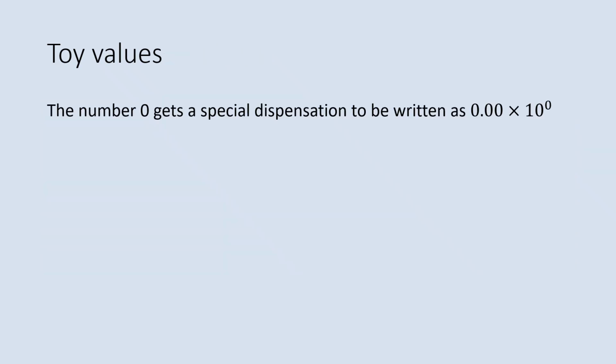So what usually happens then is we give a special dispensation. We say, okay, if you're talking about 0, you can write that as 0.00 times 10 to the 0th power. And that's the only number that's allowed to be written in that way.